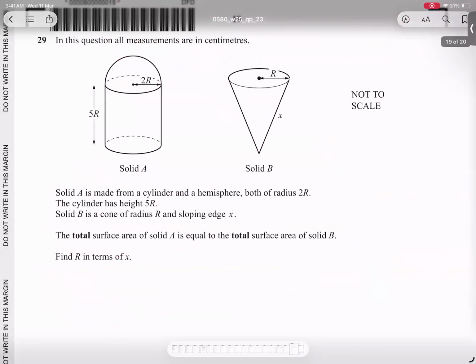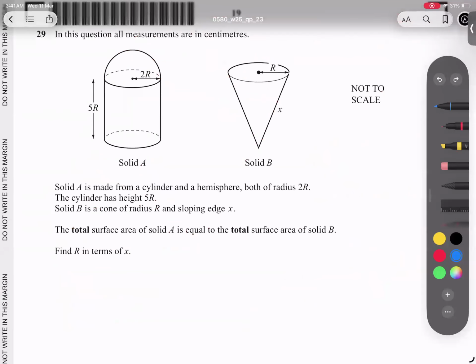Next question is number 29. Let's read the question carefully. Radius is given as 2r, and the height of the cylinder is 5r. The radius of the cone is capital R, and x is given. He's saying the total surface area of solid A equals the total surface area of solid B, so both surface areas are equal.